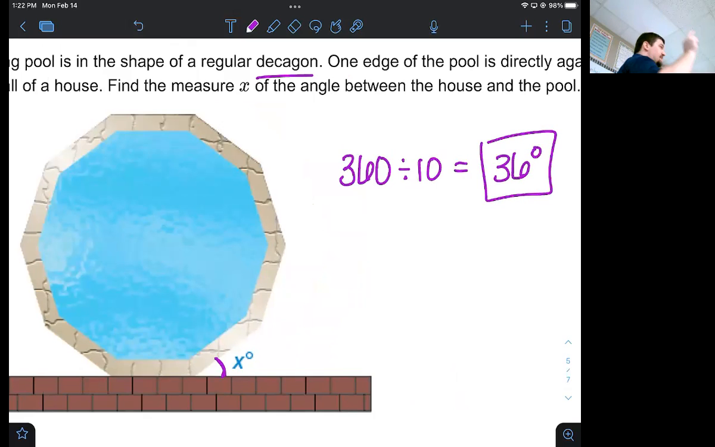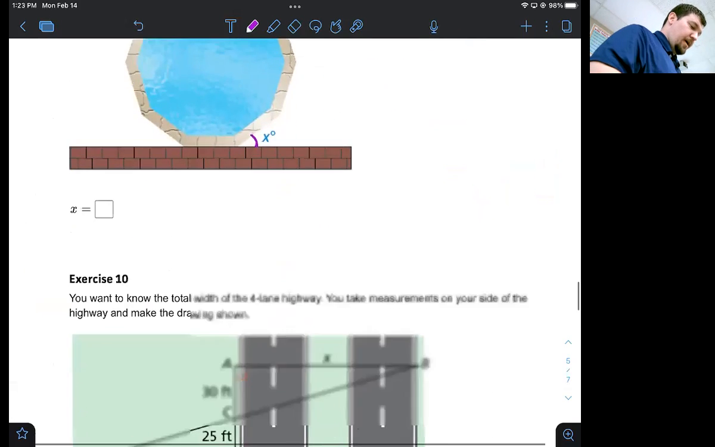The only thing that the decagon part actually plays in this is what are we going to divide it by? Because if there's 10 interior angles, there's also 10 exterior angles. But the 360, that's just known. We know that if we're talking about the outside of the shape, they're all going to add up to 360 degrees.